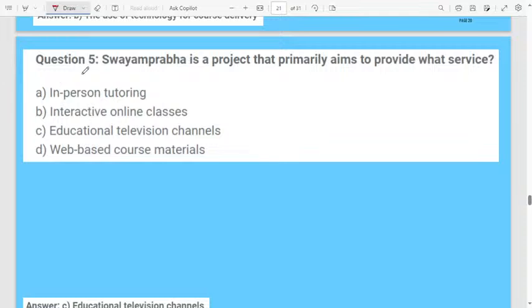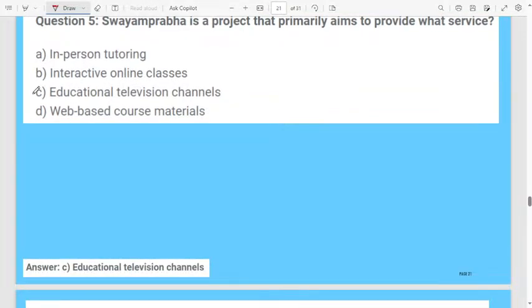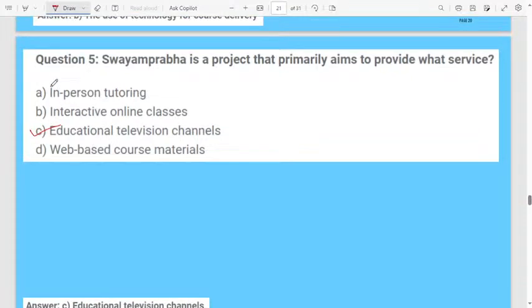Next one. Swayamprabha is a project that primarily aims to provide what service? Option A, in-person tutoring. Option B, interactive online classes. Option C, educational television channels. Option D, web-based course materials. The correct answer for this question is option C, educational television channels. Swayamprabha is a project that primarily aims to provide the service of educational television channels. That is important to remember.